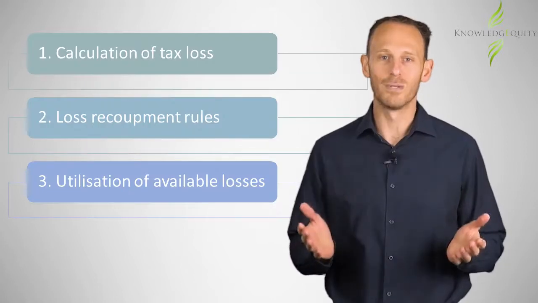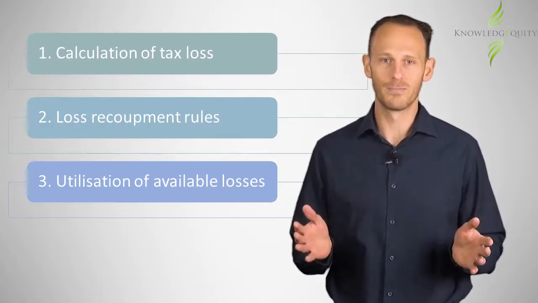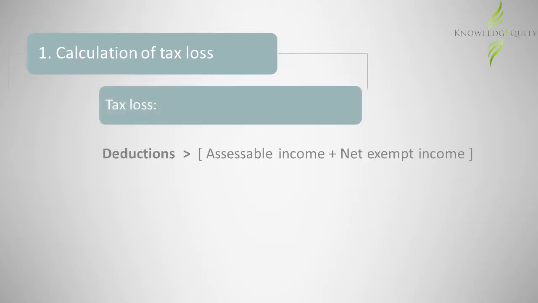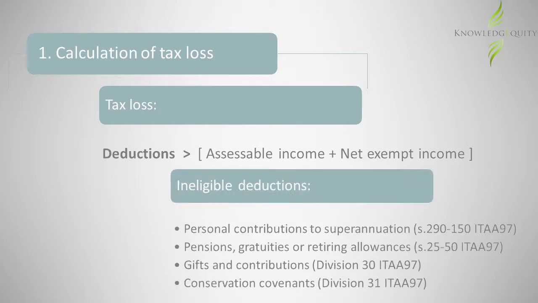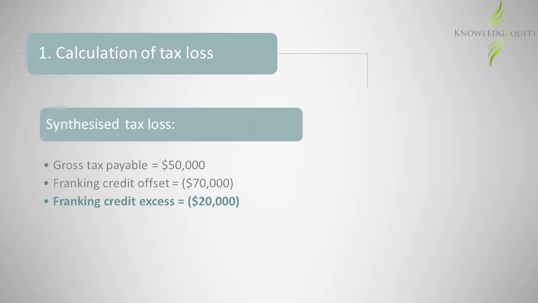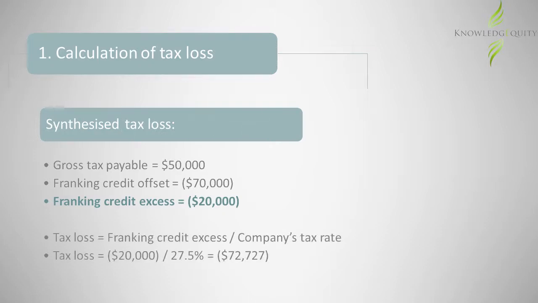There are 3 elements relating to company tax losses. Where deductions are greater than assessable income and any net exempt income, a company generally derives a tax loss for the tax year. However, some deductions are not allowed to create or increase a tax loss, and so must be added back. A synthesised tax loss can also arise when a company has excess non-refundable franking credit offsets that exceed tax payable in a tax year.